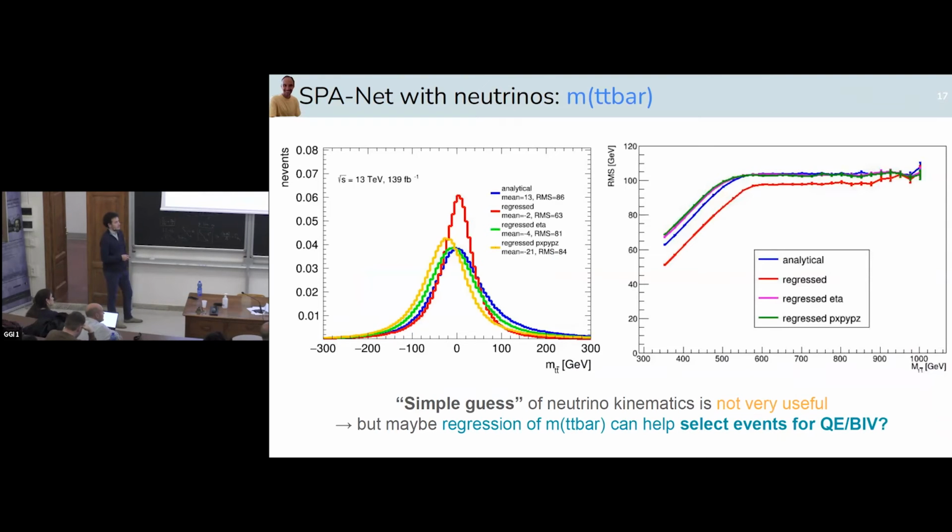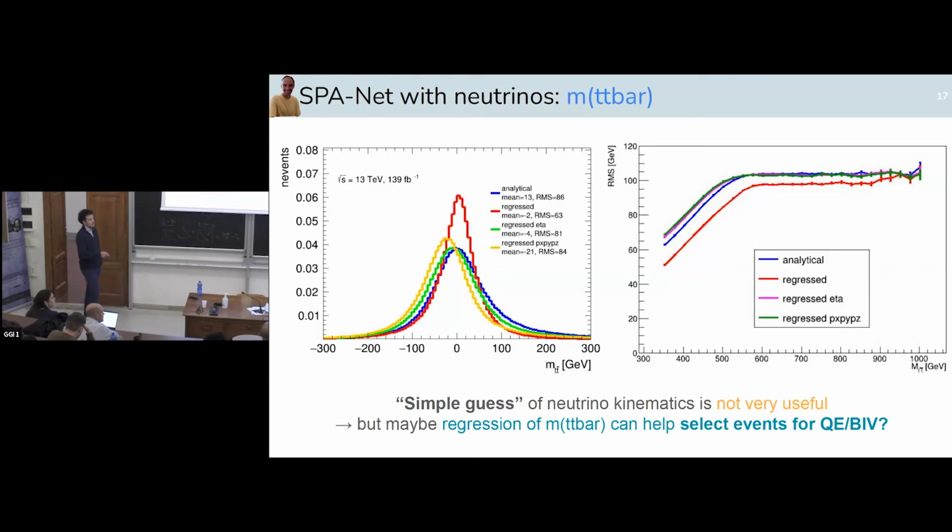So here you have this distribution in red. This is the regressed MTT bar from this SPANET on events with jets and neutrinos. Seems to perform better than all the other models that we've tried, including the analytical solution. You can also see it here. This is your resolution as a function of MTT bar. These are the events that we're interested in for quantum entanglement, for instance.